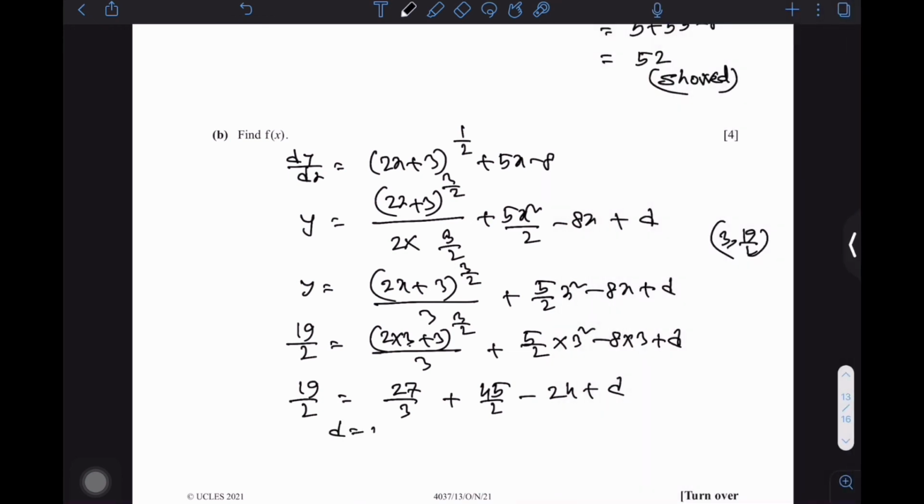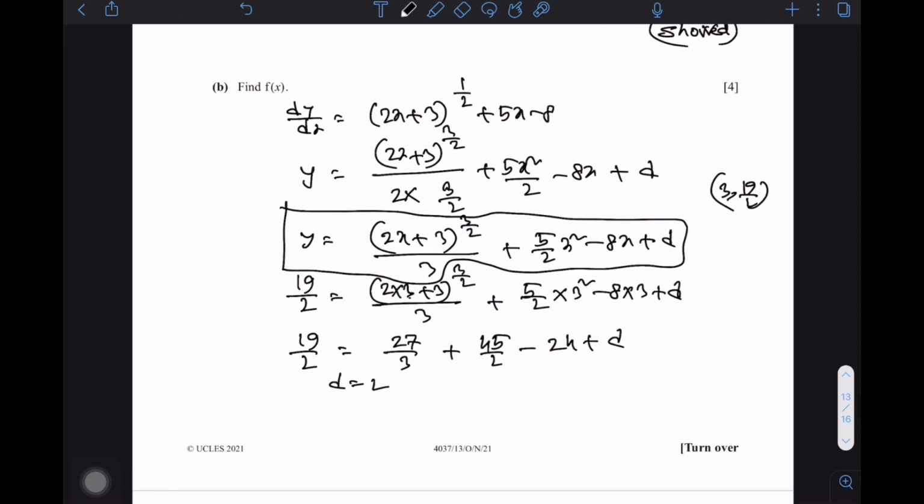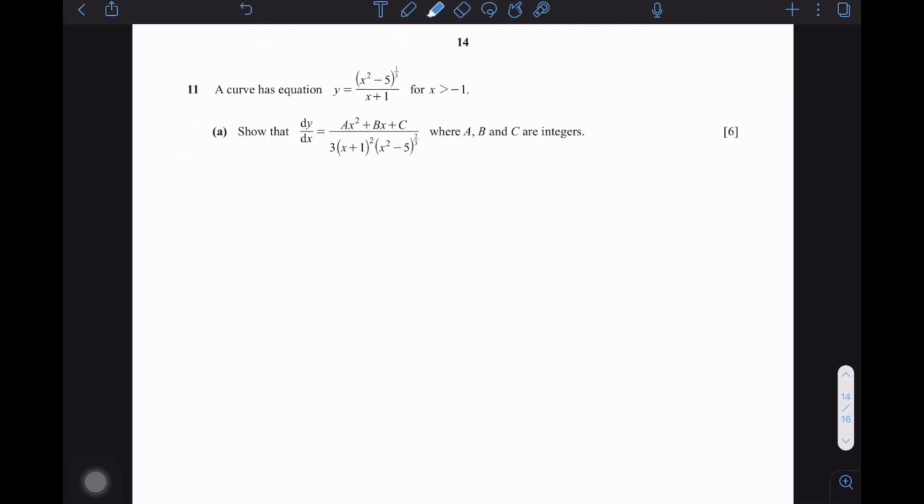D equals 2. Let me use this value in this equation, since we are finding out f(x). So y equals (2x + 3)^(3/2) / 3 + (5/2)x² - 8x + 2. So question 11, this is the equation given. We need to find dy/dx.